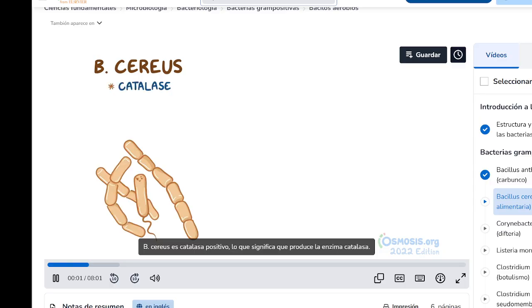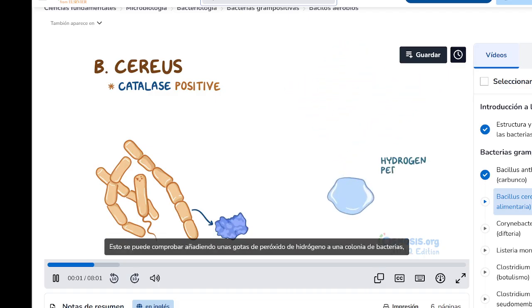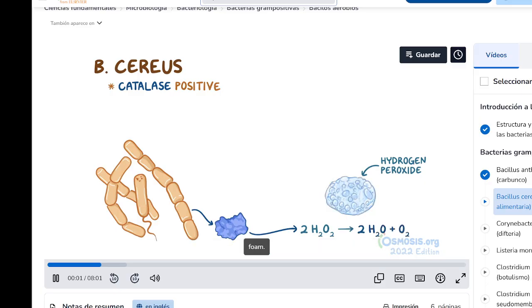B. cereus is catalase positive, meaning it produces catalase enzyme. This can be tested by adding a few drops of hydrogen peroxide to a colony of bacteria, and catalase makes hydrogen peroxide dissociate into water and oxygen, making the mixture foam.